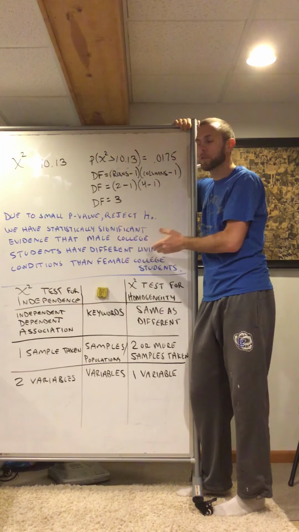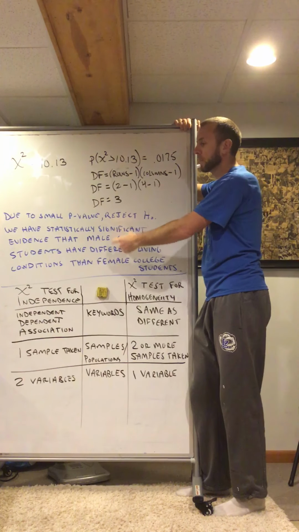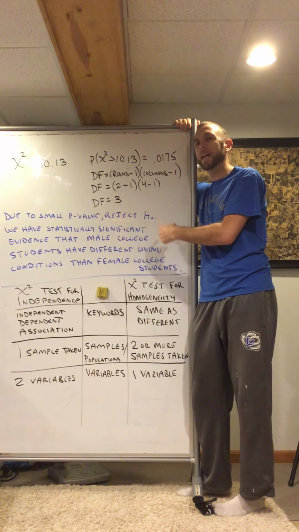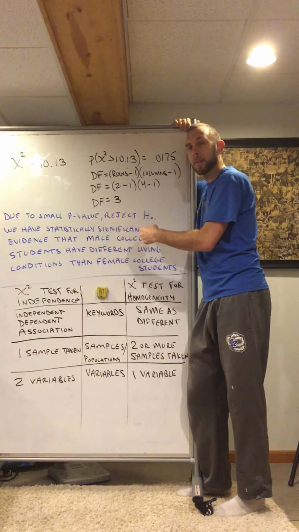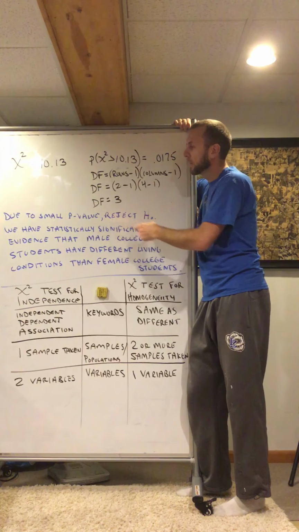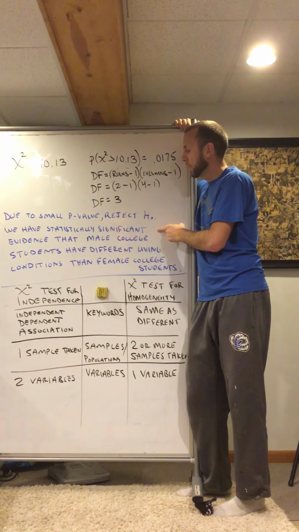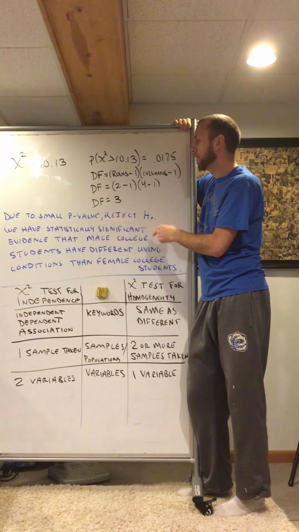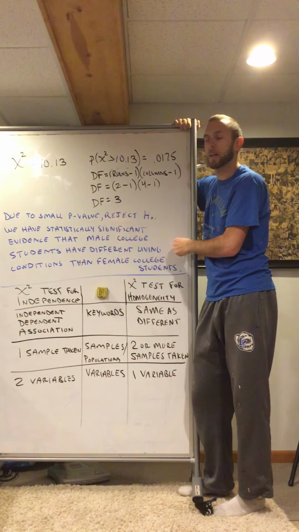Conclusion, decision, conclusion, all still the same. We're just going to use a slightly different phrasing in our conclusion, a phrasing that matches the hypotheses. Due to a small p-value, we reject the null hypothesis, and we do have statistically significant evidence that male college students have different living conditions than female college students.